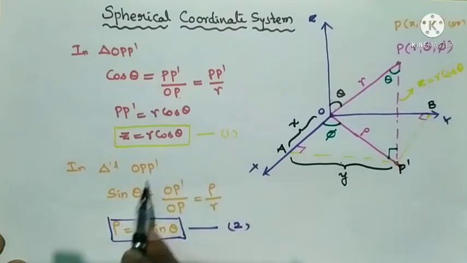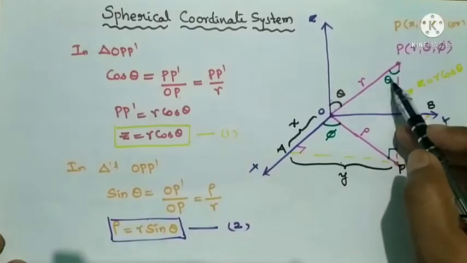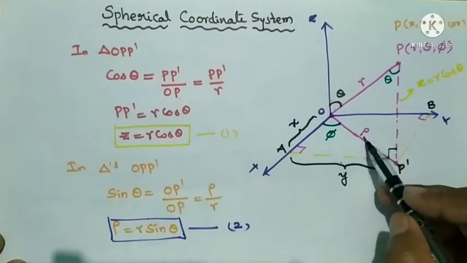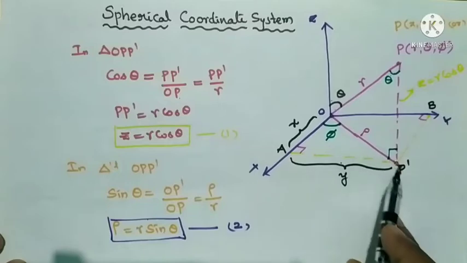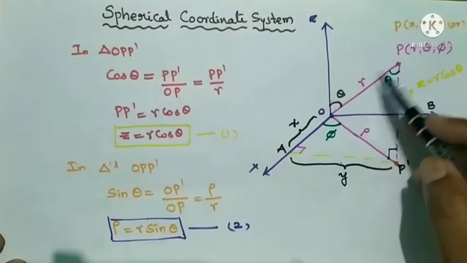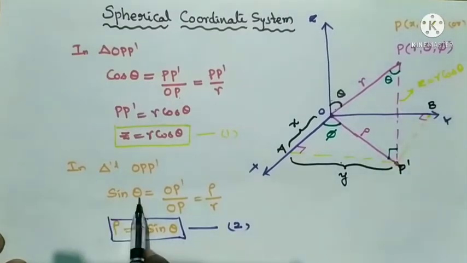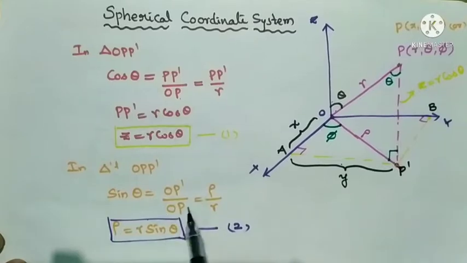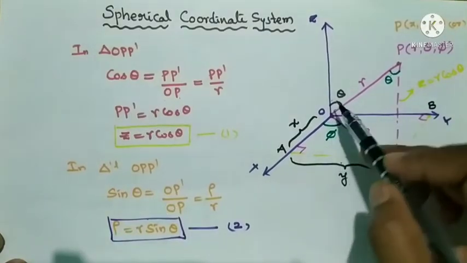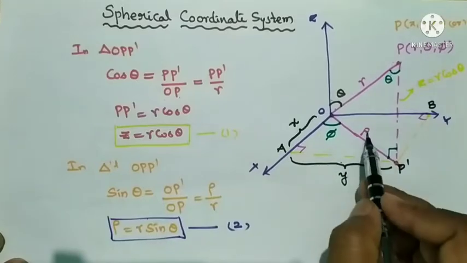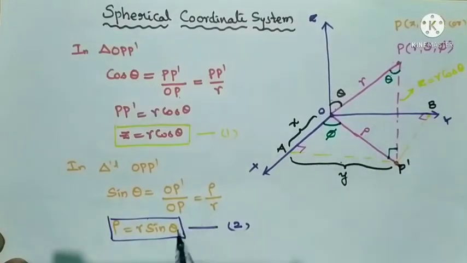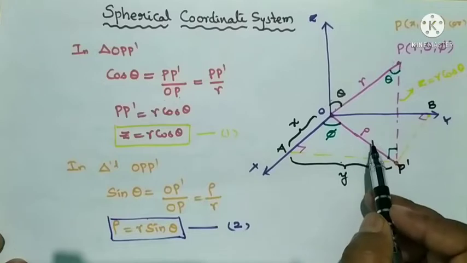Similarly in the same triangle I am taking sin theta. So here this is the opposite side. So I am considering the opposite side is equal to rho. Then the opposite side is this one and the hypotenuse is this one. Then sin theta is equal to OP prime by OP. So this is OP prime by OP, the hypotenuse. Then rho by r. Therefore rho is equal to r sin theta. So that means this rho we can write as r sin theta.